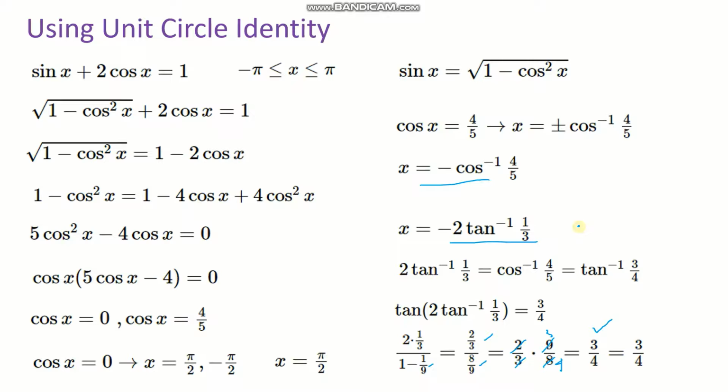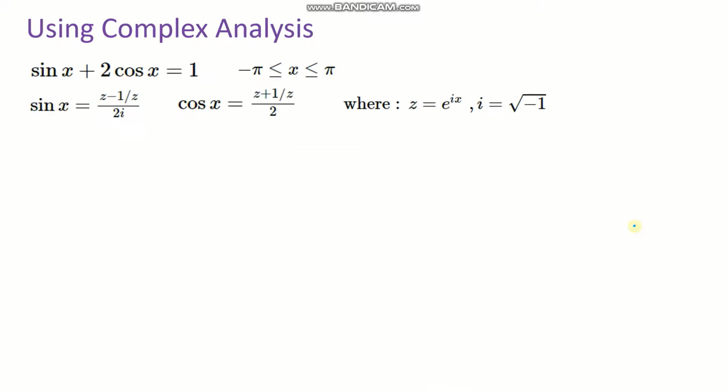Okay guys, the last, using complex analysis. For me, using complex analysis and the Weierstrass substitution is the general way of solving trigonometric problems. In complex analysis, we denote sin x equals (z minus 1/z) over 2i, and cos x equals (z plus 1/z) over 2, where z equals e to the ix and i equals the imaginary number, square root of negative 1. These values of sin x and cos x came from Euler's identity.